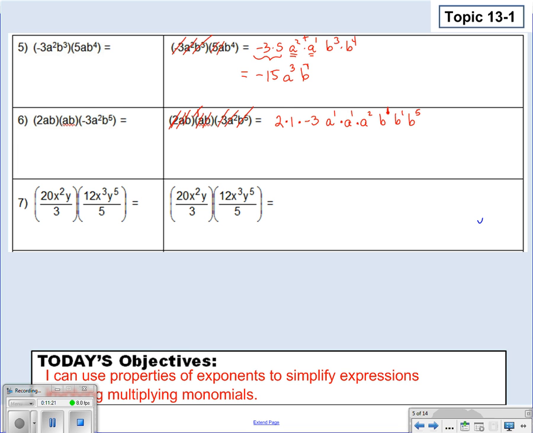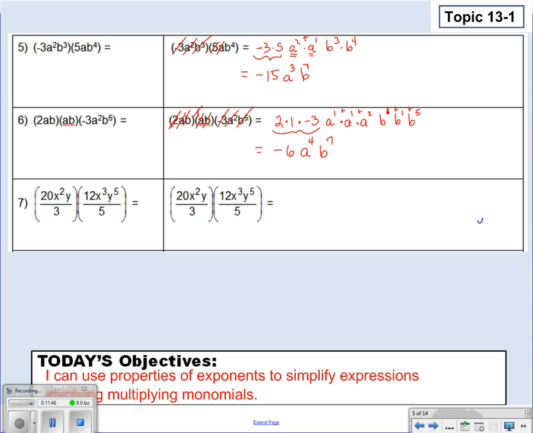So now let's simplify. 2 times 1 is 2, times a negative 3 is a negative 6. My a's, we have 1 plus 1, that's 2, plus another 2 is a total of 4. For the b's, we have 1 plus 1, it's 2, plus 5 is 7. So our answer is negative 6, a to the 4th power, b to the 7th power.